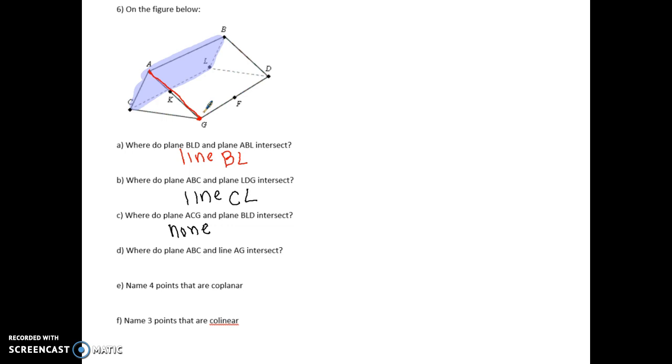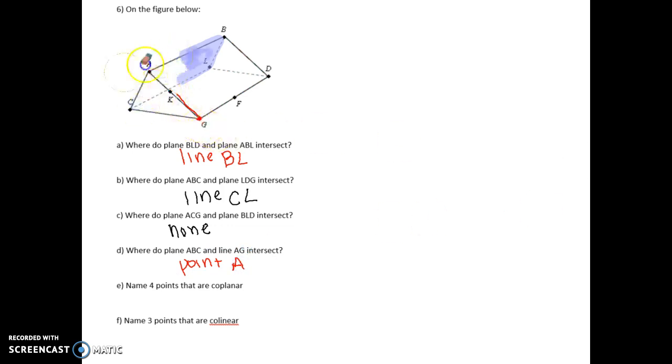So where do they intersect? Basically, this is asking, where do they both touch? Now, I know it seems like it's touching in this entire area, but it's not. Remember, this is kind of like the front panel of this plane, and that would be the back panel of the figure. So really, the only place that this line and that plane is touching is at point A. So D, we would say that is point A.